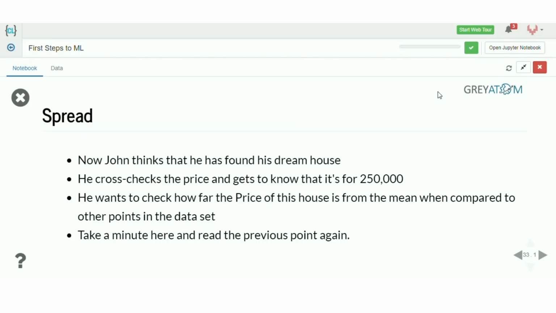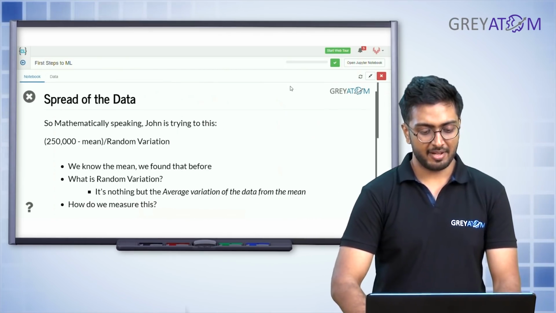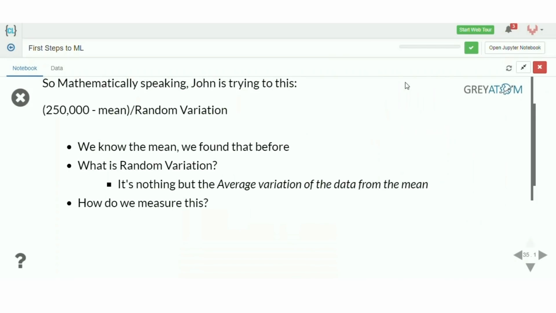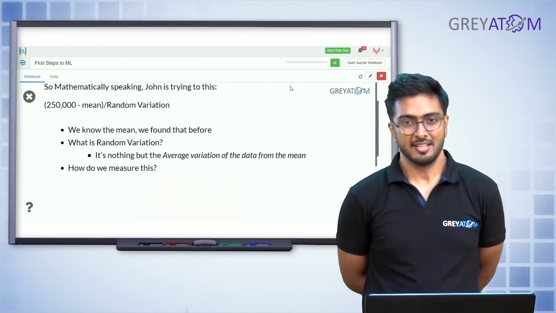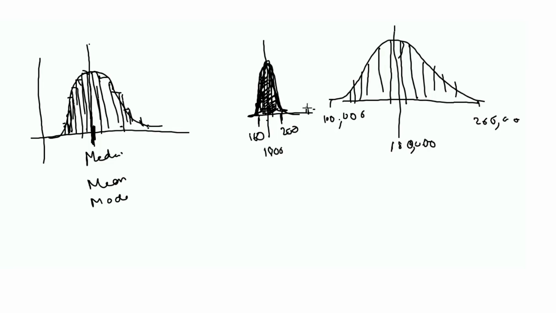So how do we measure this, right? That's exactly what John is figuring out: the spread of the data. Mathematically speaking, he is trying to compute his house price of 250,000 minus the mean, divided by the random variation. He is trying to check how far his house is as compared to the variation in the data set. His house price is somewhere around here. In this scenario, his house price is extremely deviant, very high compared to the random variation in the data set.